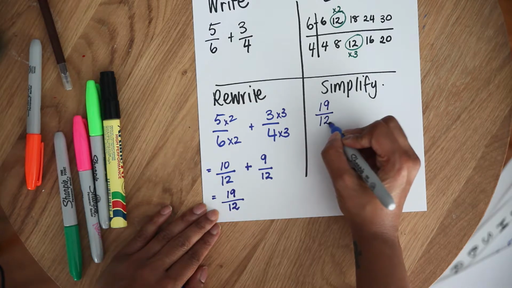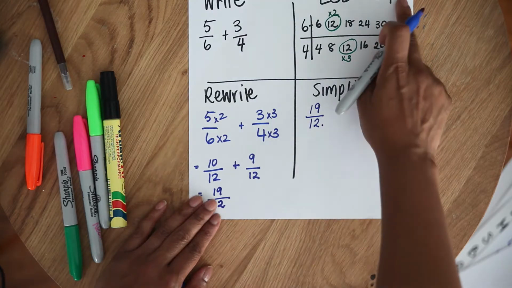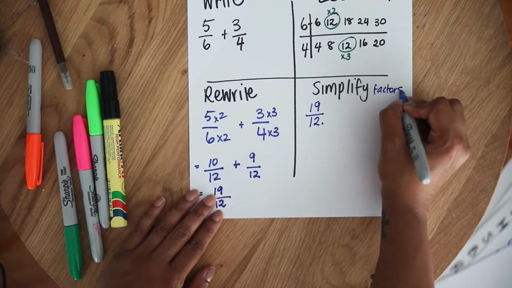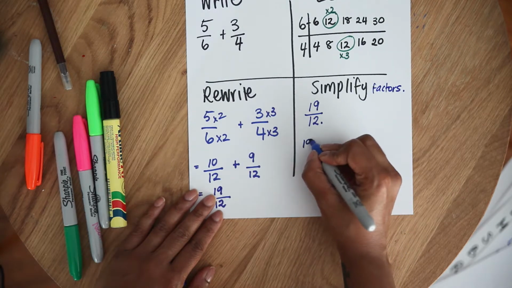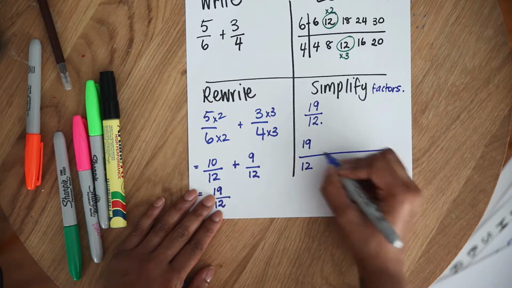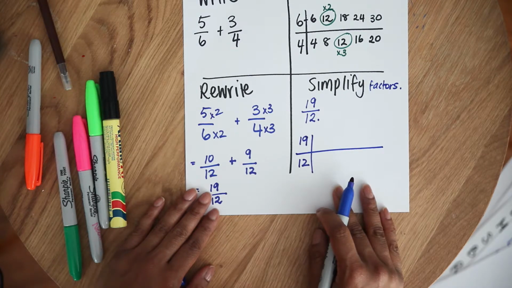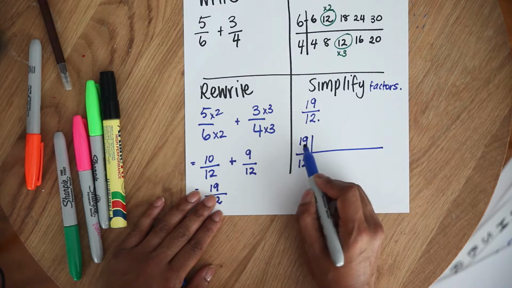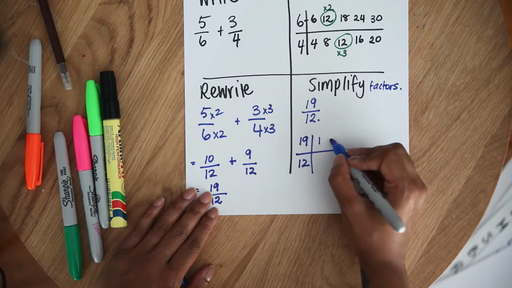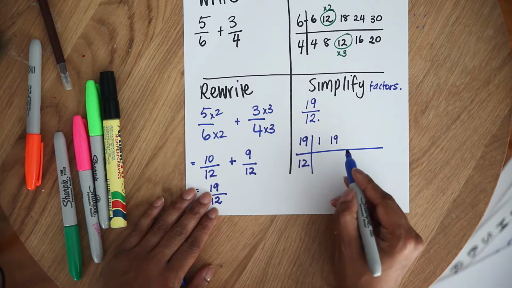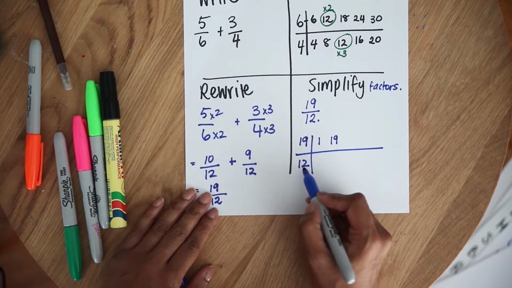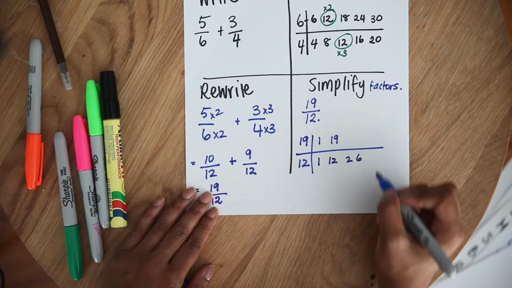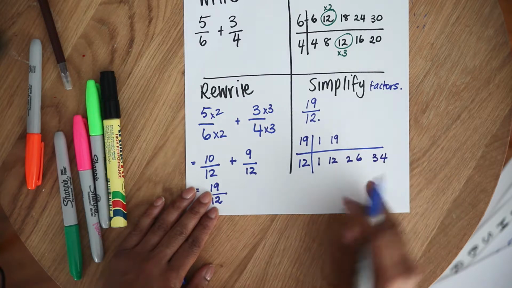So we're going to write our fraction. And this time, instead of multiples, we're doing the opposite here. We're going to write our factors. We're going to write down the factors of 19 and the factors of 12, to see if there are any common ones to be able to simplify. What are the numbers that multiply together to give us 19? Well, we know that 1 and 19 do, and there are no others. Let's have a look at 12. For 12, we know 1 and 12, 2 and 6, 3 and 4.